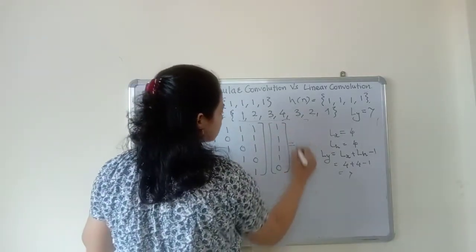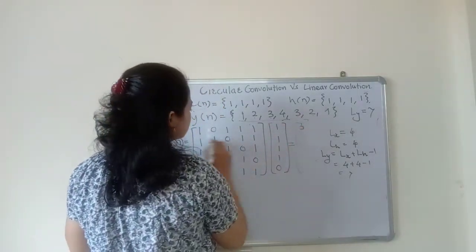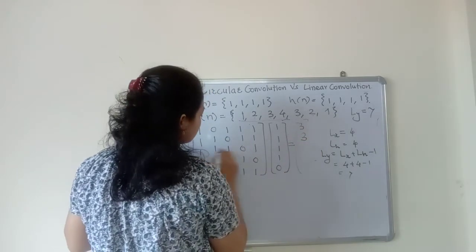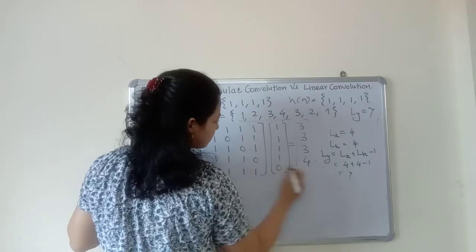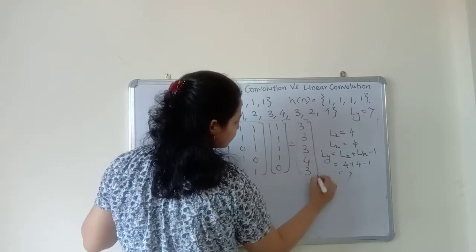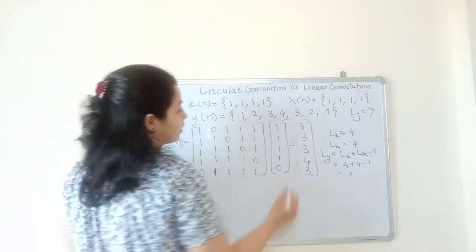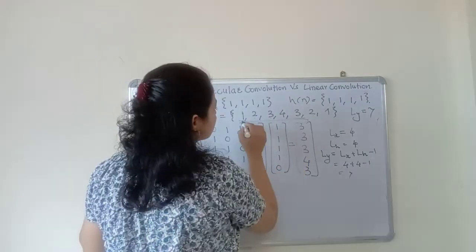So this is 3. This is again 3. This is again 3. This one is 4. And this one is 3. Now check the first 5 samples.